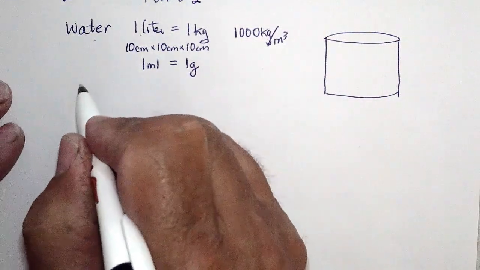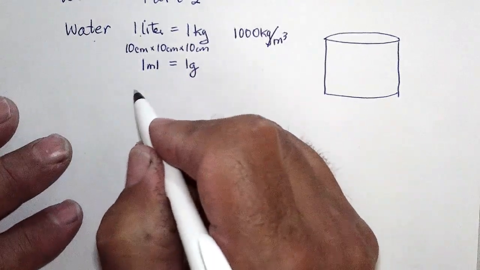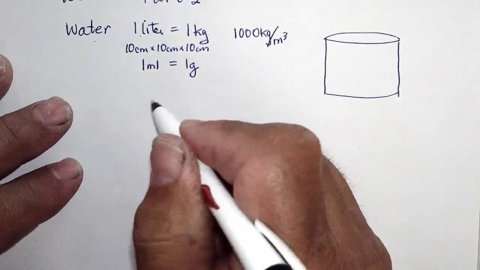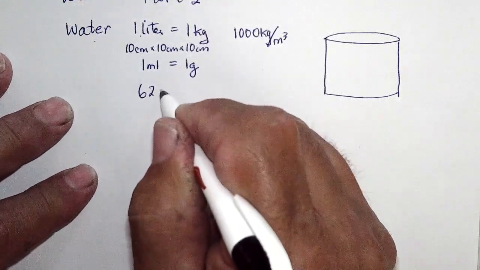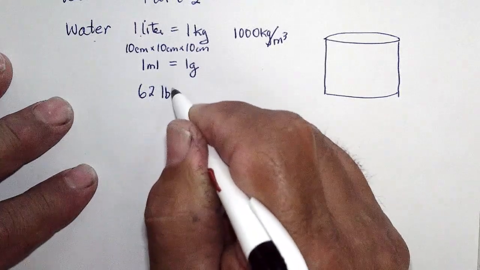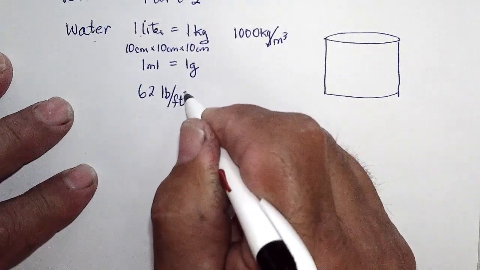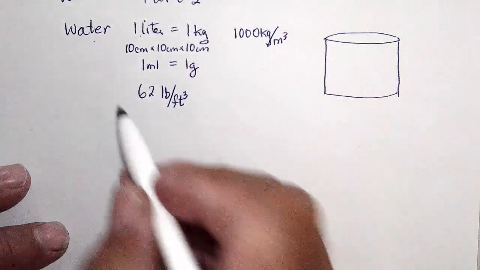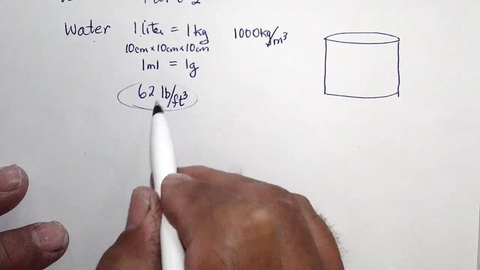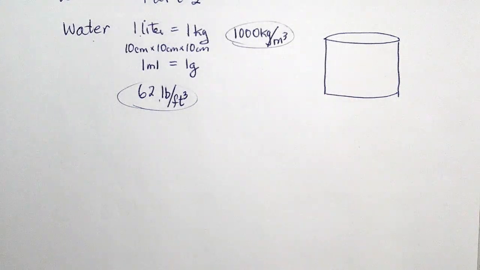Now, if you were dealing with, say, the English system, I think it's about 62 pounds per cubic foot. I'm kind of doing this from memory. I think it's 62.5 or something like that. But this is a weight density. This is a mass density.